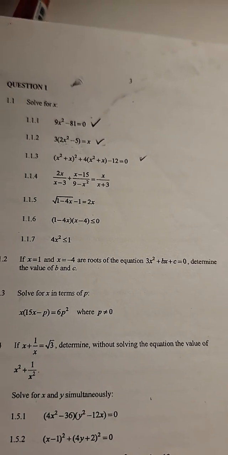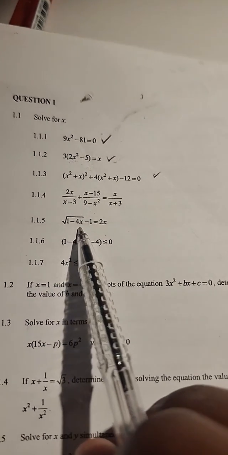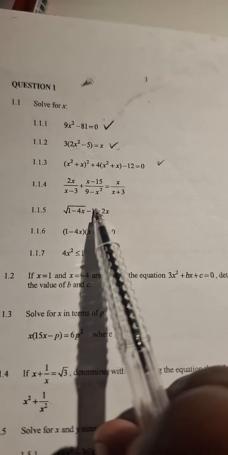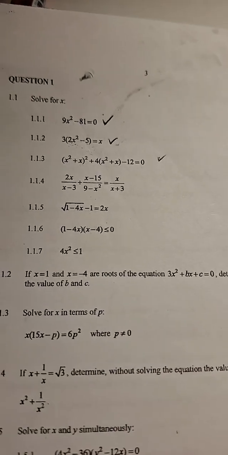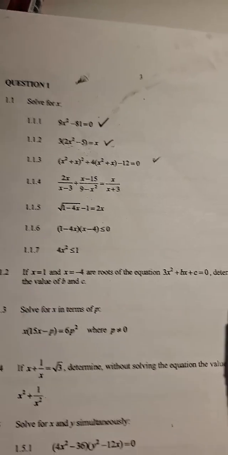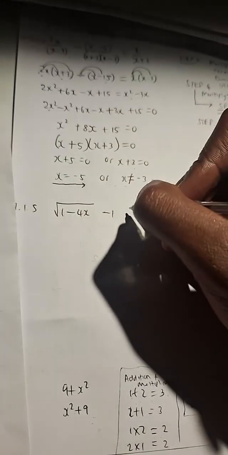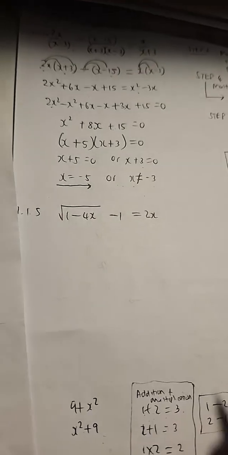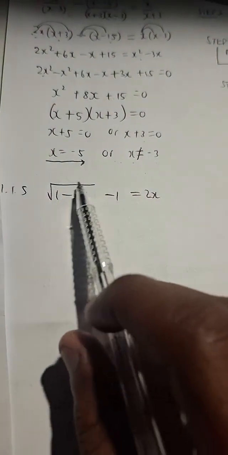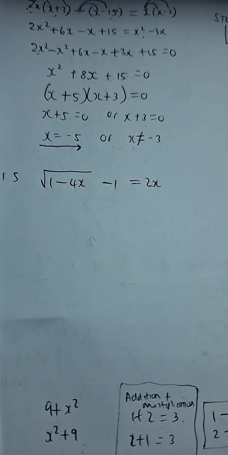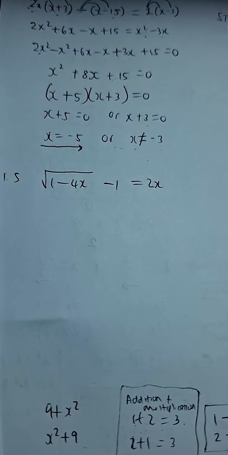1.1.5. We have the square root of 1 minus 4x, then minus 1 outside, and it's equal to 2x. What do we call these kinds of equations? We call them surd equations. So what did we say? The square root of 1 minus 4x minus 1 is equal to 2x. This is a surd equation, and the question says solve for x.